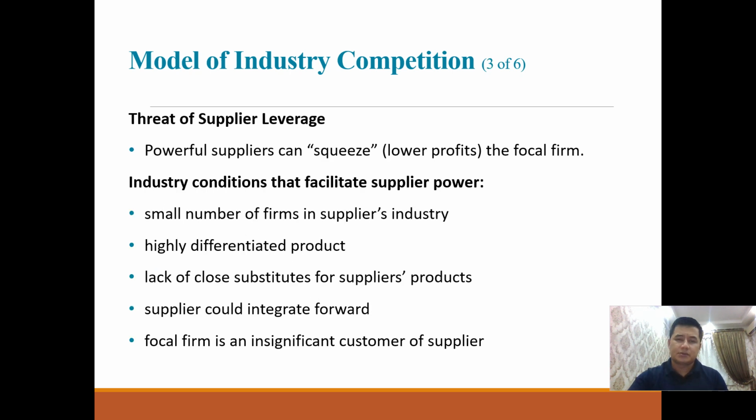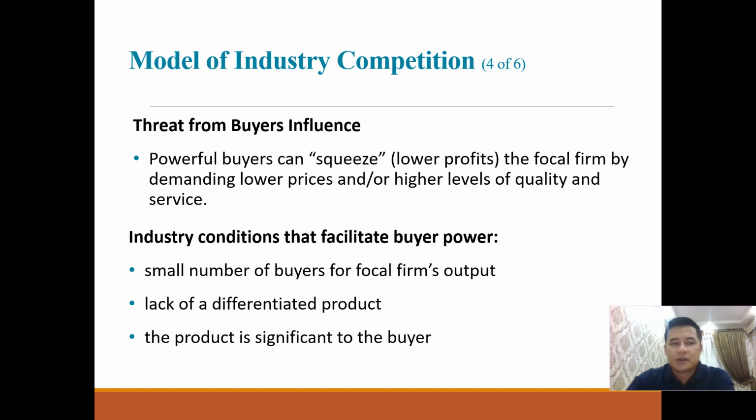Threat of supplier leverage: a powerful supplier can squeeze the focal firm's profit. Industry conditions that facilitate supplier power: small number of firms in the supplier industry, highly differentiated products, lack of close substitutes for the supplier's products. The supplier could integrate forward, and the focal firm is an insignificant customer of the supplier. Are you understanding?